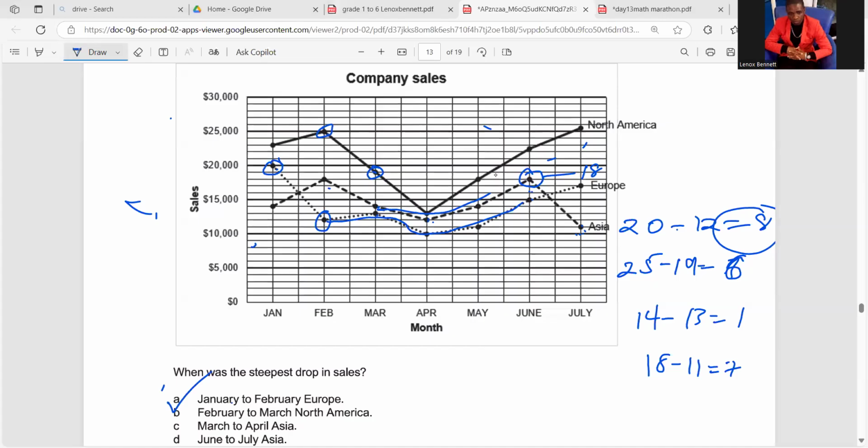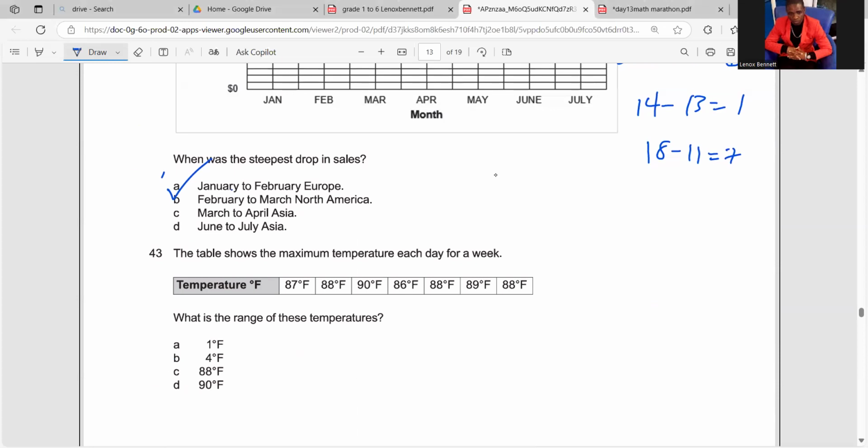All right, let's look at another one. It said the table shows the maximum temperature each day of this week. What is the range of these temperatures? So what is the range?